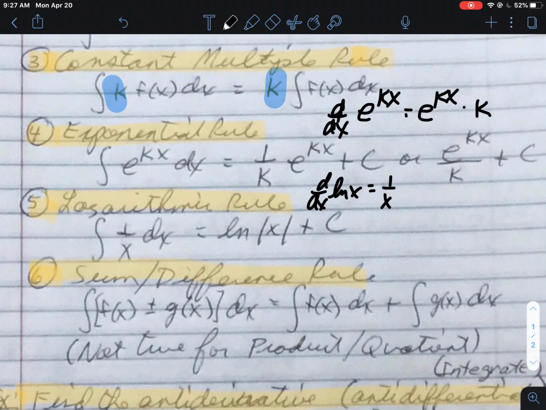Here's a quick review. Domain of ln of x. The domain of the natural log function, or any log function, we said the argument has to be positive. So x has to be greater than 0 in this case. But what if we find the derivative of ln of the opposite of x?